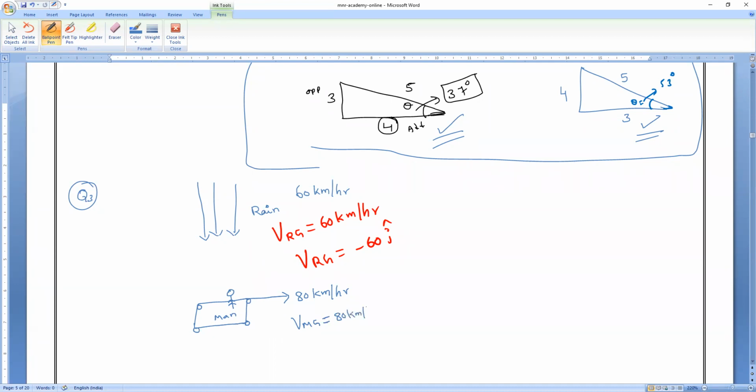Yes, please. 80 kilometer per hour. Clear? Which is equals to what? Velocity of a man with respect to ground. This is plus x axis. So x direction means what is that? 80 i cap. 80 i cap.